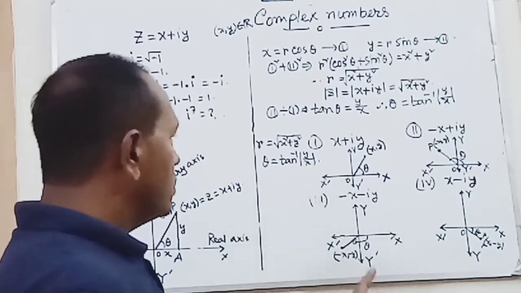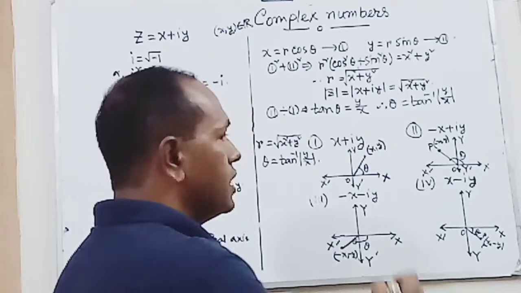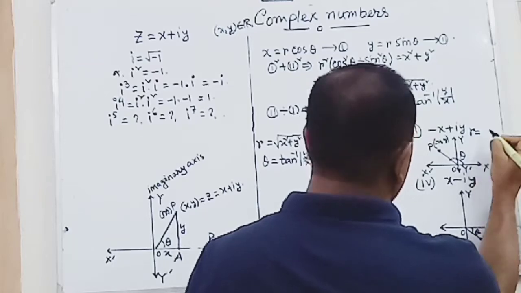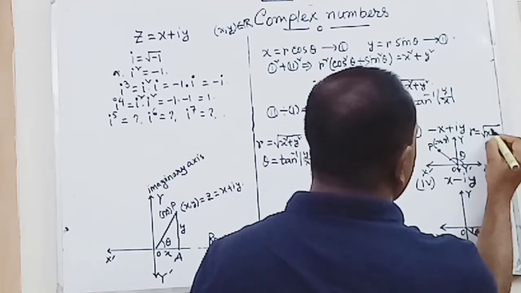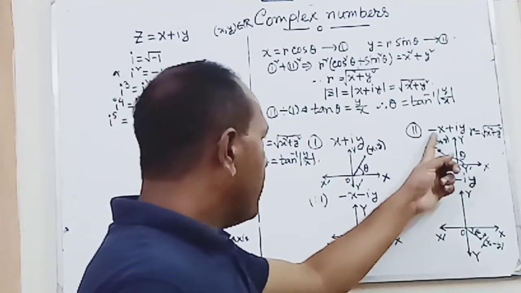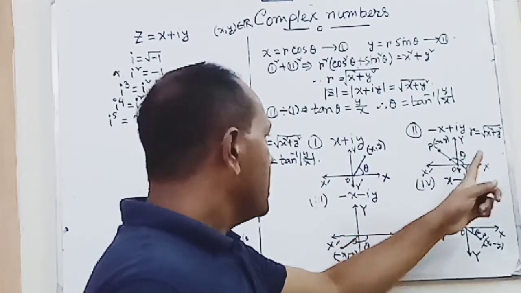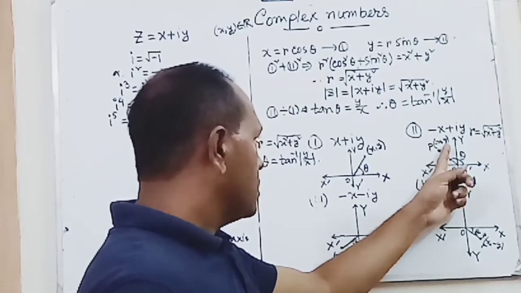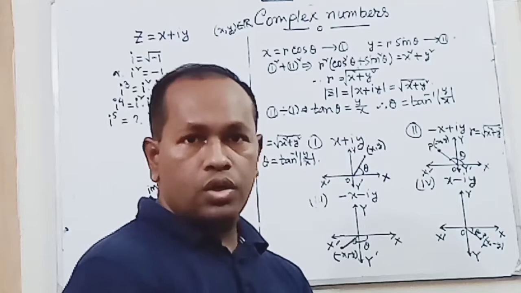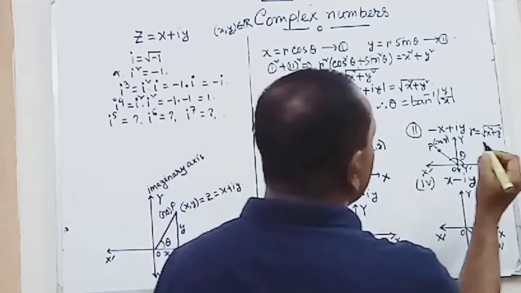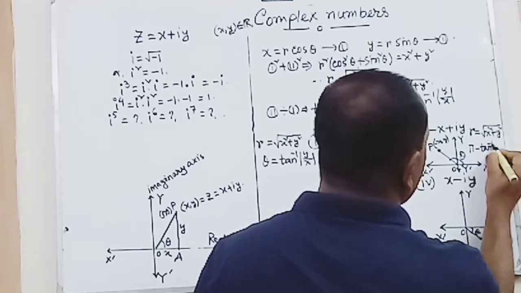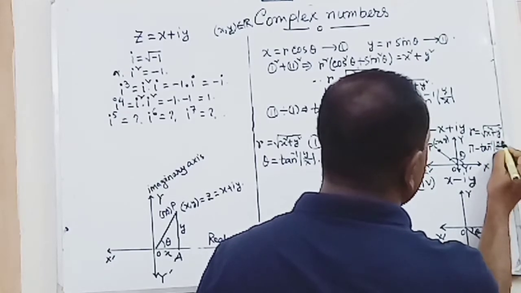Okay, now come to the second one. What is the modulus of this complex number? The modulus of this complex number is root of x square plus y square, because the ordered pair is minus x comma y. The minus x comma y ordered pair lies on the second quadrant. So the argument of this complex number is pi minus tan inverse y divided by x.